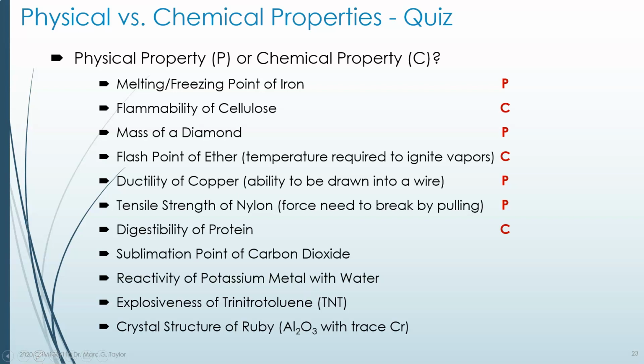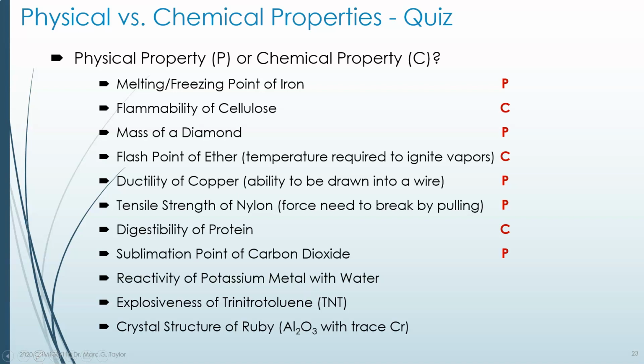Sublimation point of carbon dioxide. At what temperature will it go directly from solid carbon dioxide, what we call dry ice, to gas form of carbon dioxide? That's the sublimation point, and that's a physical property because that's a physical change.